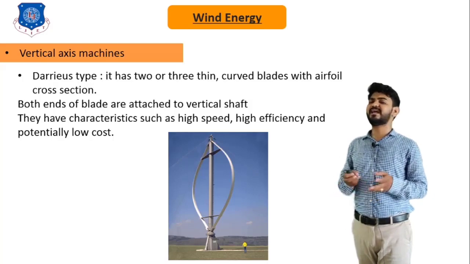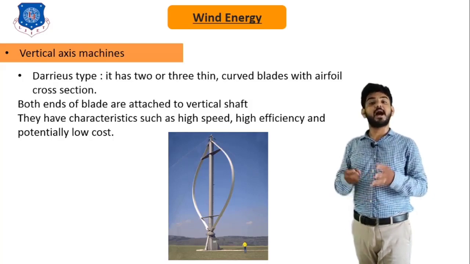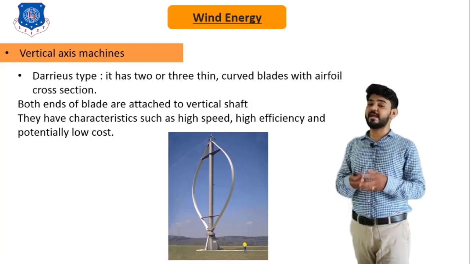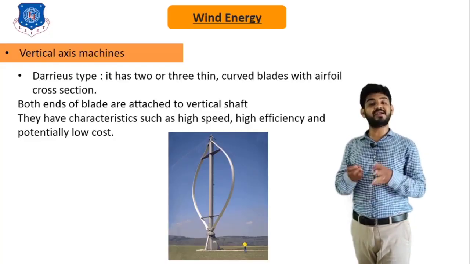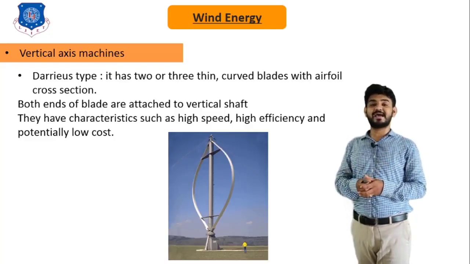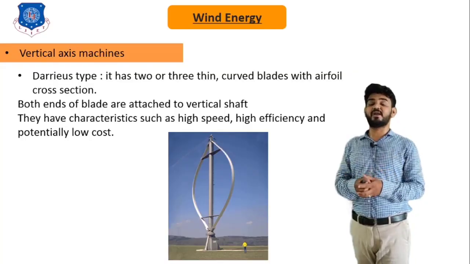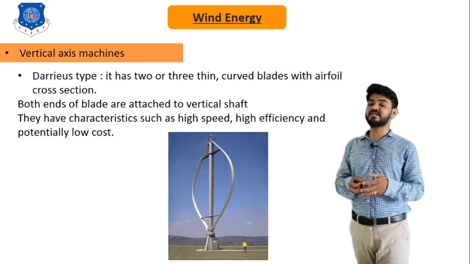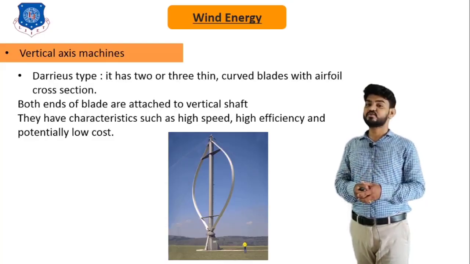In this image we can see that the upper end and lower end of the blade are attached to a vertical shaft. They have characteristics such as high speed, which is a very important factor for a wind energy conversion system, as the power of wind is directly proportional to the cube of the velocity of wind, and it also has higher efficiency and low potential capital cost. So this concludes the wind energy collector section.